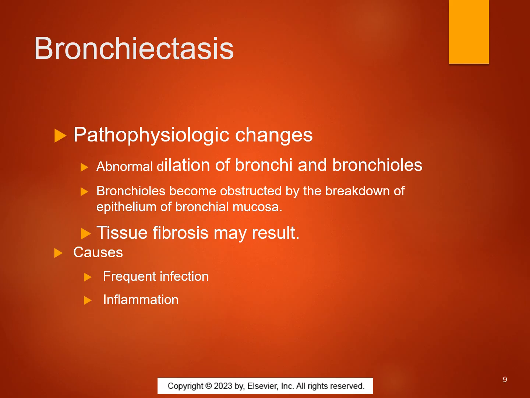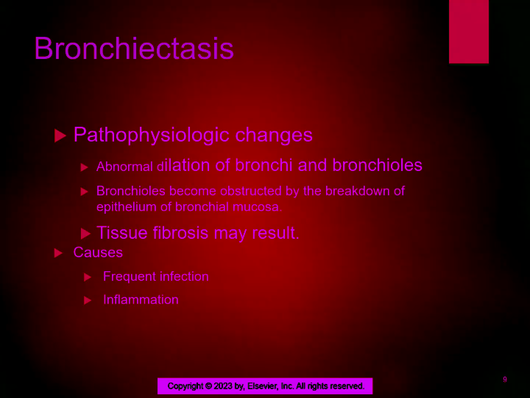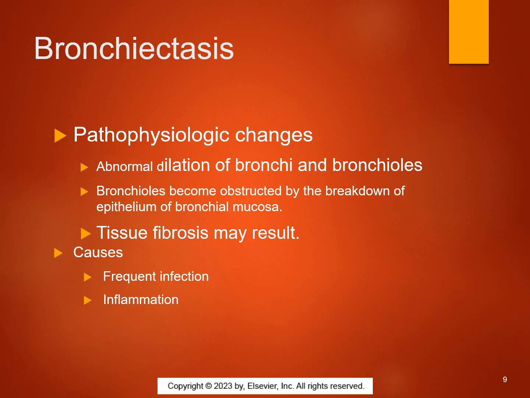Bronchiectasis is a permanent dilation of the bronchi due to chronic infection and inflammation. The damaged airway traps mucus, which becomes a breeding ground for bacteria. These patients often have recurrent infections and thick sputum, so airway clearance is a major nursing priority.